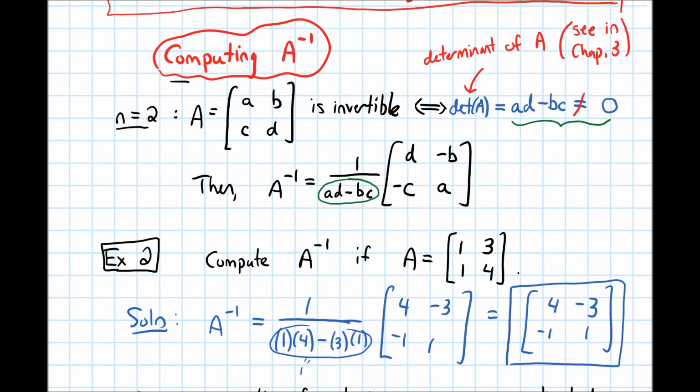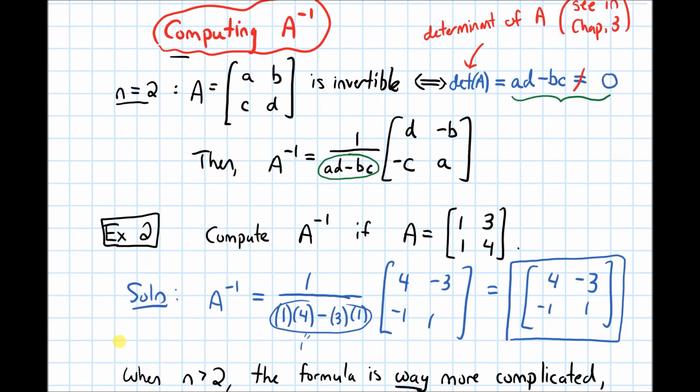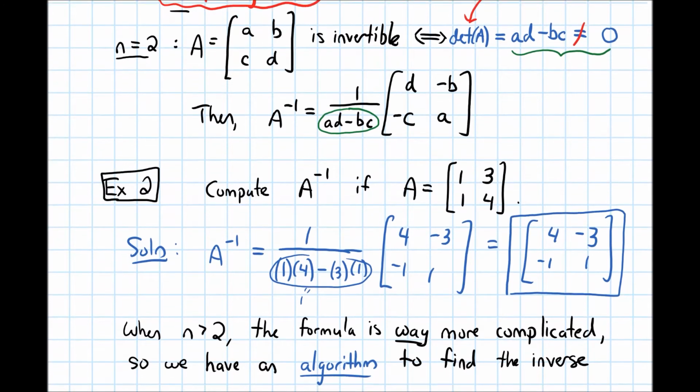Okay, so next I want to talk about how we find the inverse if we have a bigger matrix. When n is greater than 2, the formula for finding the inverse is way more complicated. I can write down a formula like this, it's just a lot more complicated. So instead, we have an algorithm to find the inverse. An algorithm is a systematic procedure.